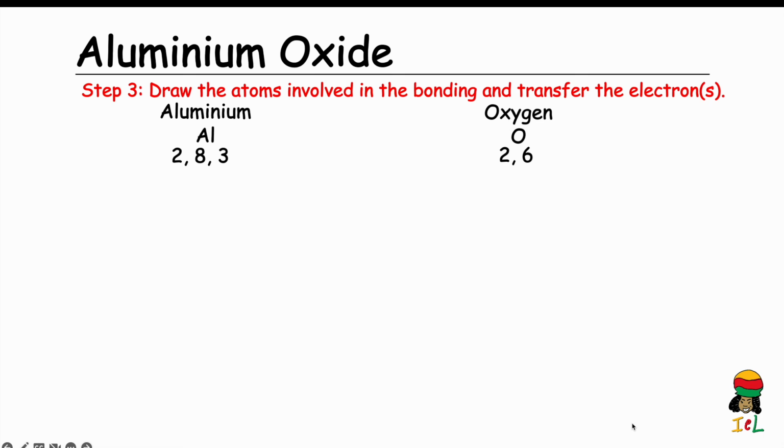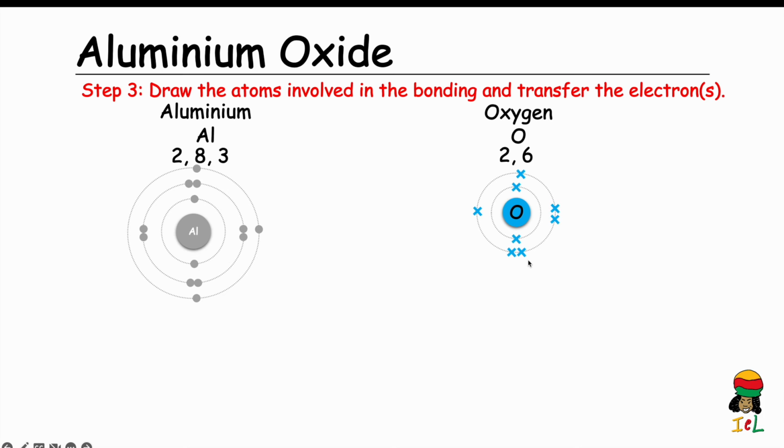Step 3, here we will draw the atoms involved in the bonding and transfer the electrons during the ionic bond formation. Starting with aluminium, we have the nucleus surrounded by 3 shells. First shell having 2 electrons, the second having 8, and the third shell, which is the last shell, contain 3 electrons. We do the same for oxygen. We have the nucleus for oxygen, the first shell having 2 electrons, the second shell carrying 6 electrons.